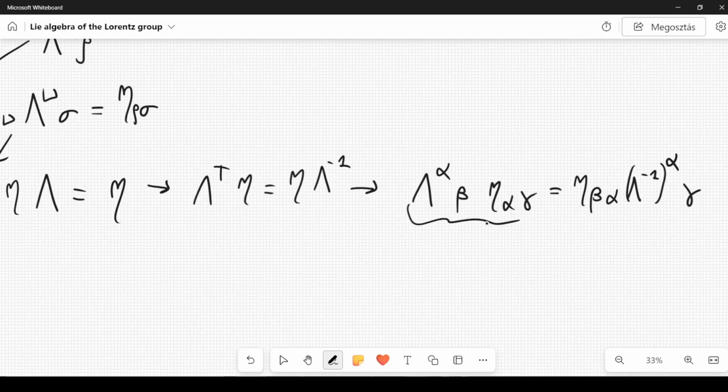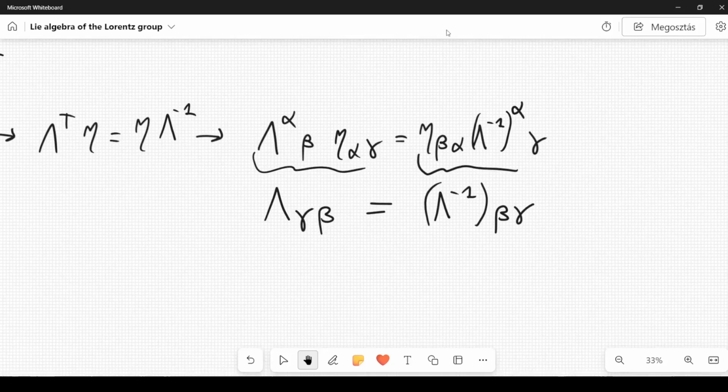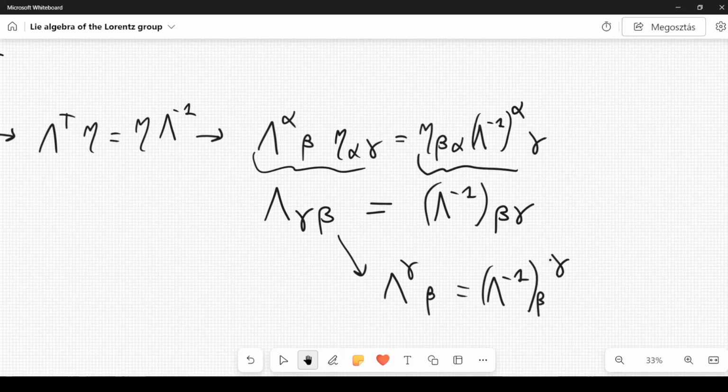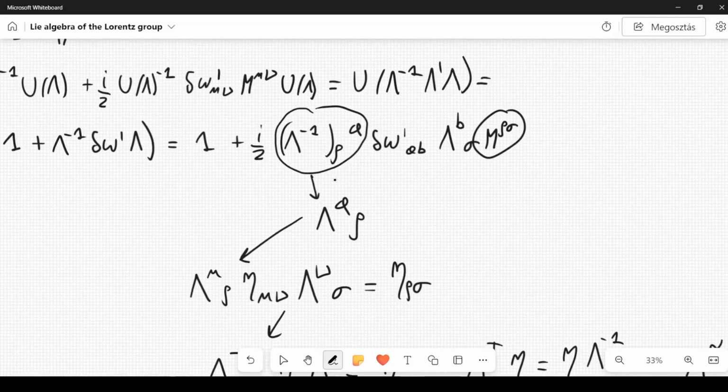For example, in here we can rewrite this as lambda gamma beta, and here we can write it as lambda inverse beta gamma. And so these two are equal, and if you want to, you can also write it with mixed indices by an appropriate multiplication with the metric tensor. This can be written as lambda gamma beta equal to lambda inverse beta gamma. And this proves this relation. So this is equal to this.